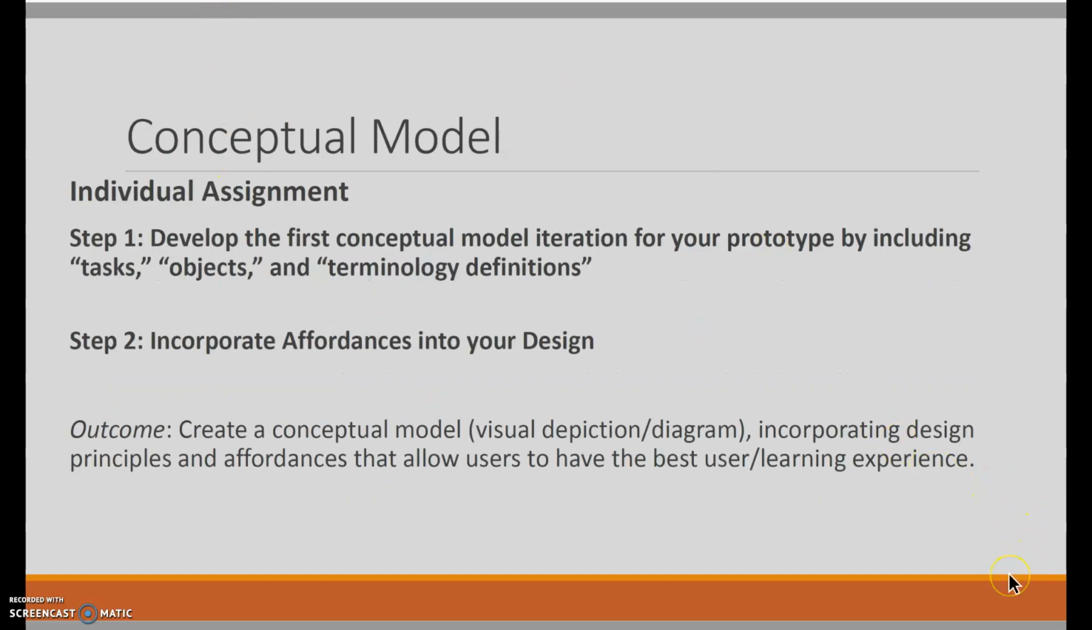So here's your individual assignment. As I've been mentioning, you will develop the first conceptual model iteration of your prototype by including these things called tasks, objects, and terminology definitions. And then step 2, you will incorporate affordances into your design. And again, these are ways to access your conceptual design as you think about the objects and tasks. You will be, again, creating this on paper. There are some examples in Canvas for you to see. So don't worry if you don't totally understand it just yet. Go look at those examples and look at the resources you've been provided this week, and that should help you.